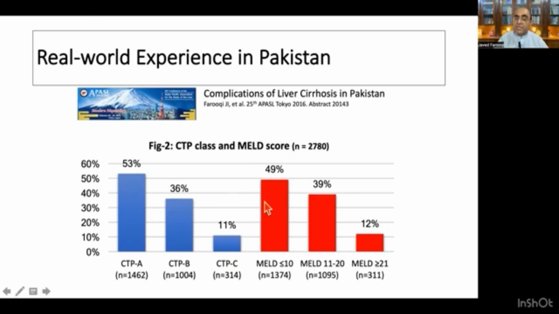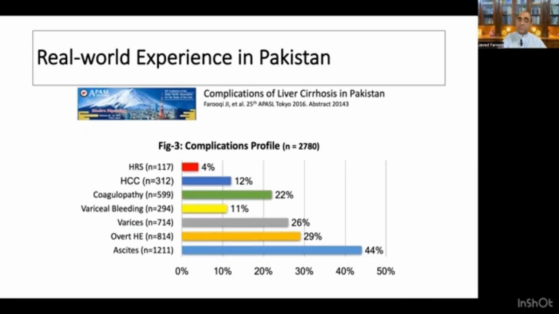The MELD score less than 10 was in almost half of the patients. So this is a good point, that when a cirrhotic patient presents to us, most of them, or half of them, are in Child class A, and they are having MELD less than 10. And this is a group of patients, when we follow them properly and adopt the primary and secondary prophylactic measures, probably we can ensure good survival in these patients.